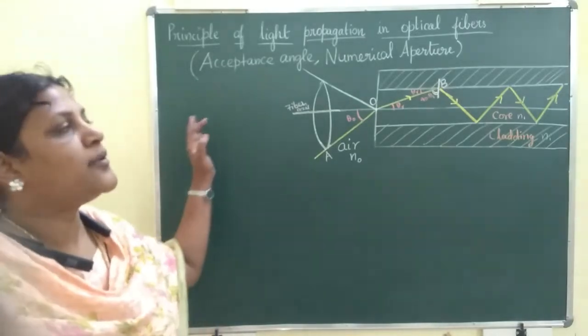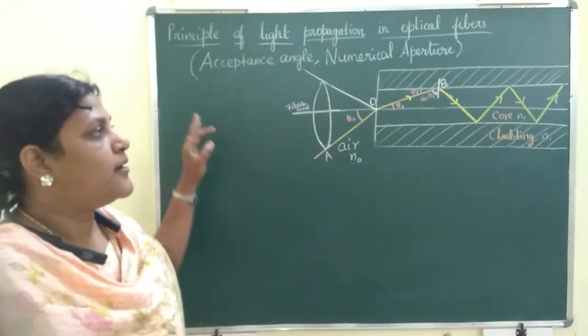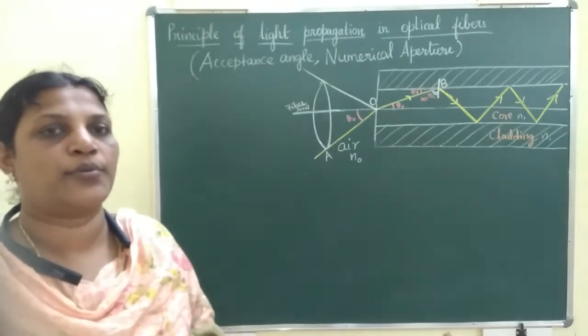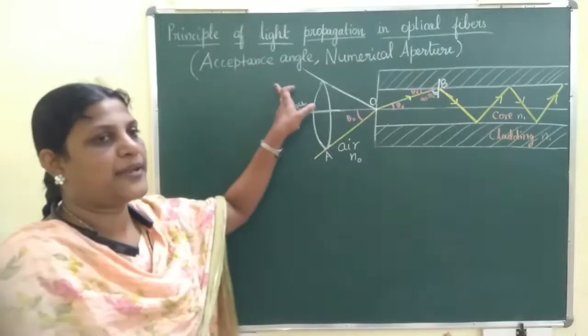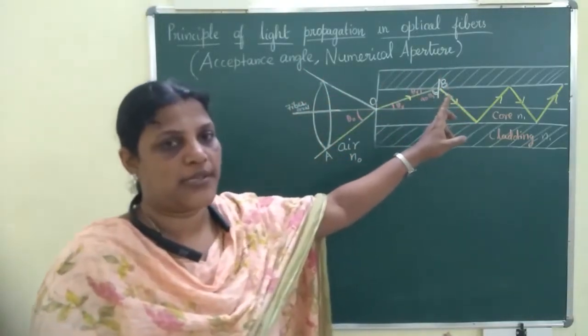Let us see about the condition of propagation of light in optical fibers. Here we are going to derive two factors or two properties of the optical fiber. One is the acceptance angle and the other one is the numerical aperture.